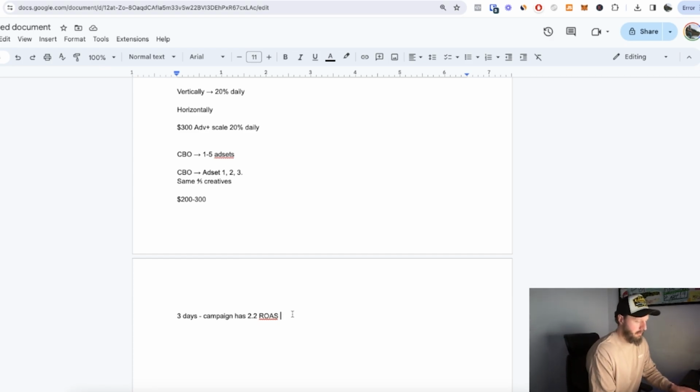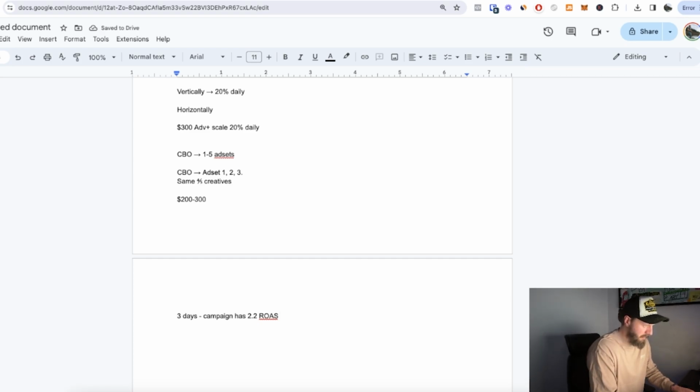So general rule of Facebook, and really most of advertising, if something's working, double down on it and don't mess with it. That's the biggest thing. So just don't screw with something that's working. I mean, if you have a 2.2 ROAS, that's pretty good. You should be able to scale most campaigns like that.